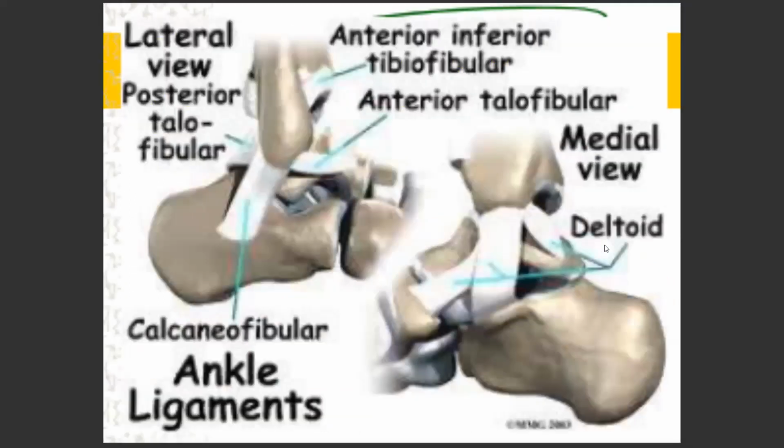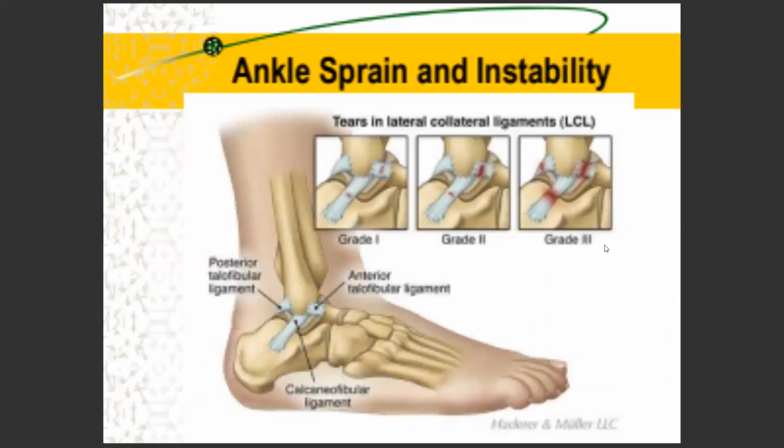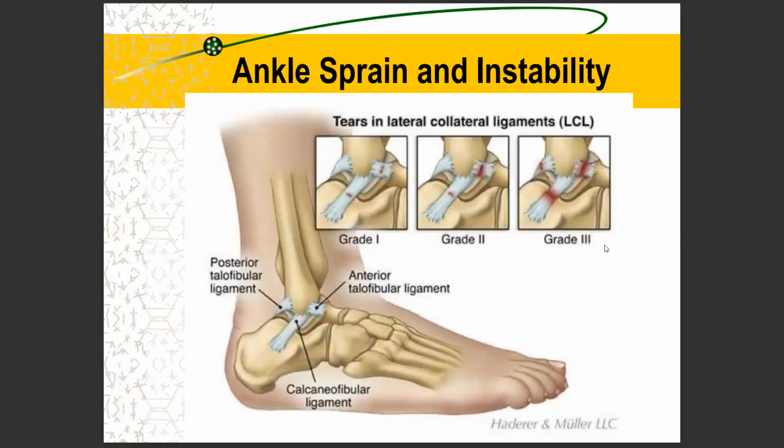Previously we discussed that there are two sides of the ankle: the medial ligaments and the lateral ligaments. The medial ligament is commonly known as the deltoid ligament, and the lateral ligaments are three in number: the anterior talofibular, the calcaneofibular, and the posterior talofibular ligament.